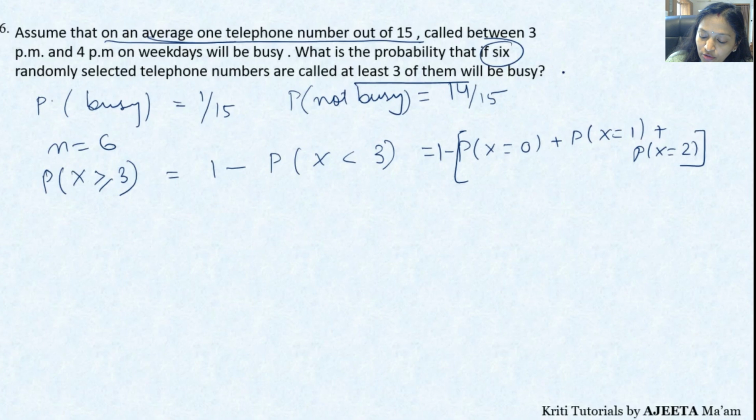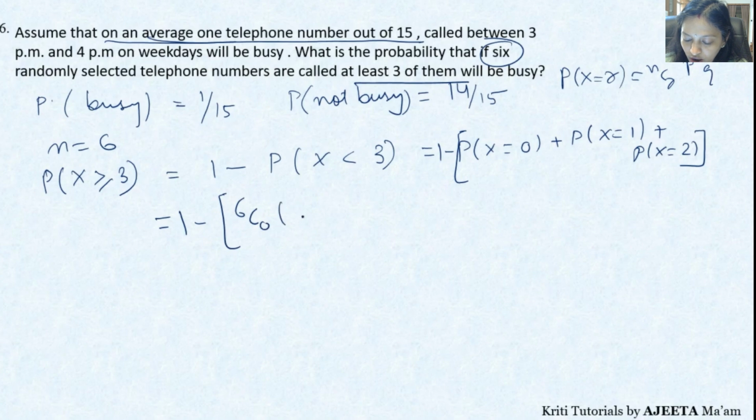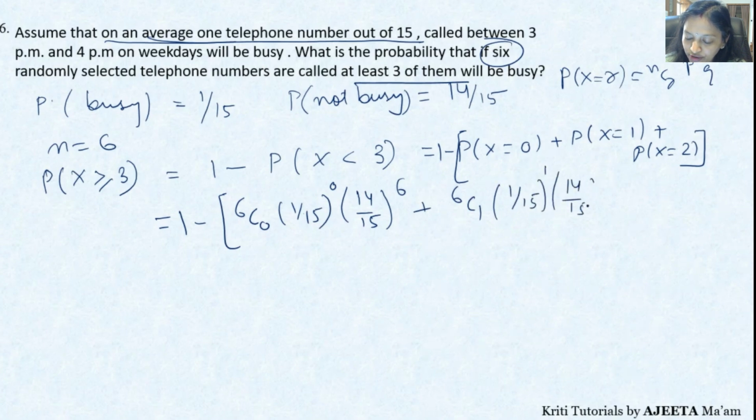Now what's the formula for binomial? P of x equal to r is nCr p to the power r and q raised to n minus r. So this is what the formula is all about. So now let's put these values. So your n is 6, 6C0 1 by 15 raised to 0 and 14 by 15 raised to 6, plus 6C1 1 by 15 raised to 1 and 14 by 15 raised to 5, and 6C2 14 by 15 raised to 4 and 1 by 15 raised to 2.